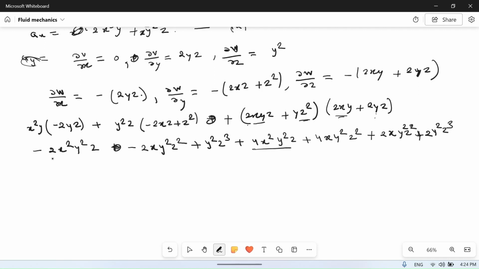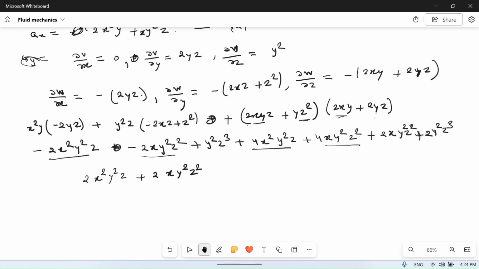If we see these two are similar, so this is minus 2x²y²z, this is plus 4x²y²z, so it will become 4 minus 2 is equal to 2x²y²z. Okay, similarly we will try to find other similar terms. This is xy²z², this is also xy²z², so this is 4 minus 2 is equal to 2xy²z².